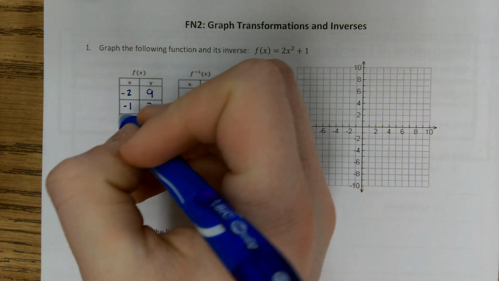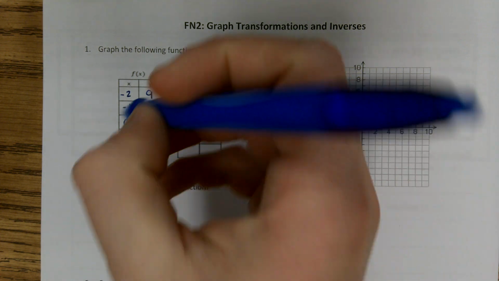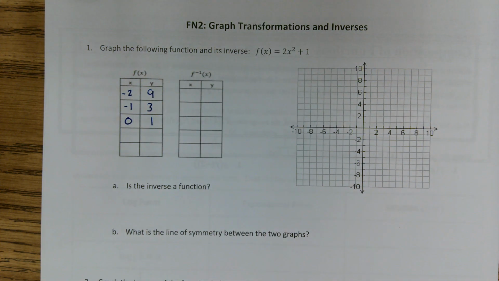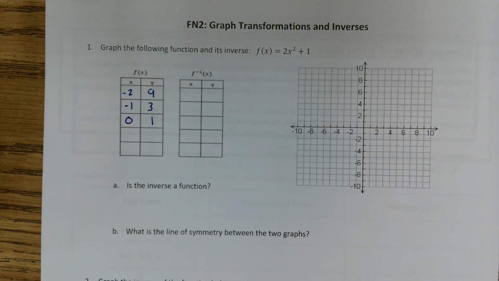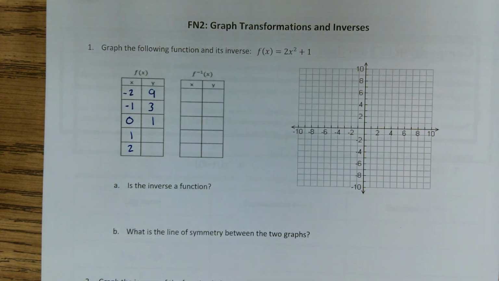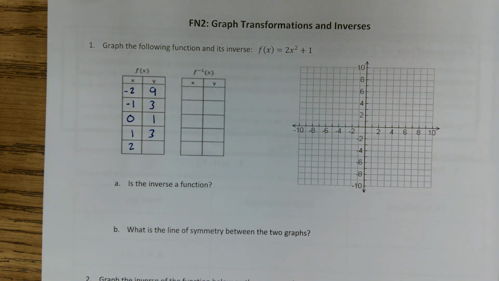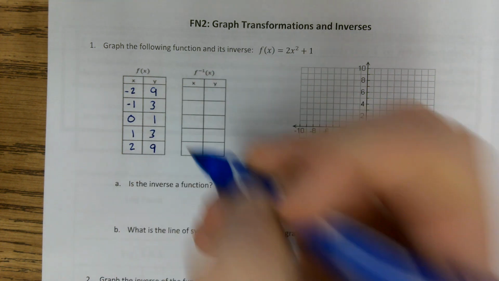The next point is 0. 0 squared, so anything squared with 0 is just 0. Multiplied by 2 is 0. Add 1, you get a positive 1. All right, in that case, that point is actually going to be our vertex. So if you remember, every point outside that vertex mirrors itself. So in this case, that positive 1 will have a y value of 3. And that positive 2 for that x value will have a value of 9.